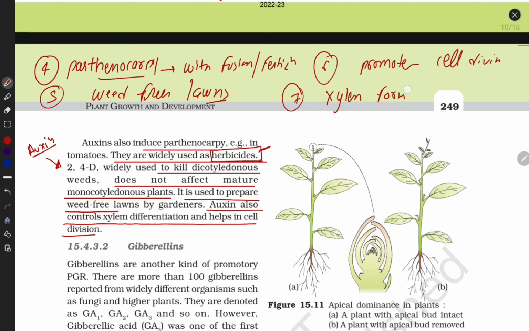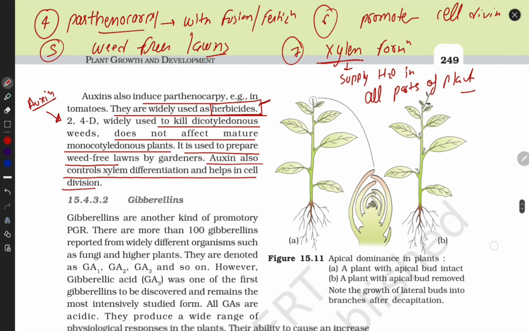What is the xylem? Xylem supplies water to all parts of the plant. Okay guys, this is all about auxin. Look here. This is the apical dominance showing here.